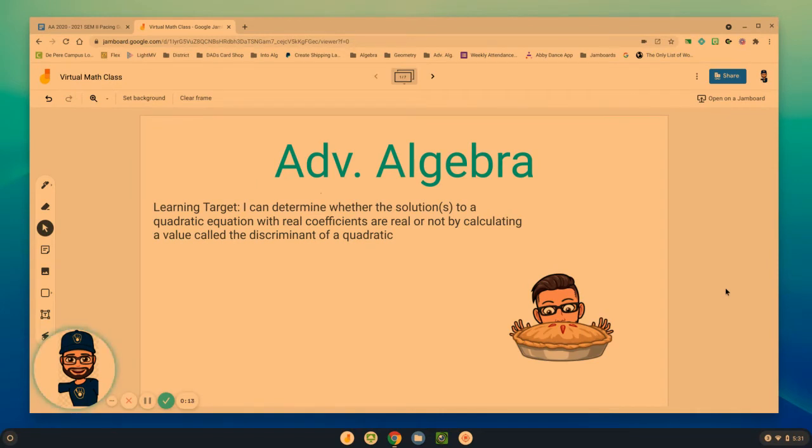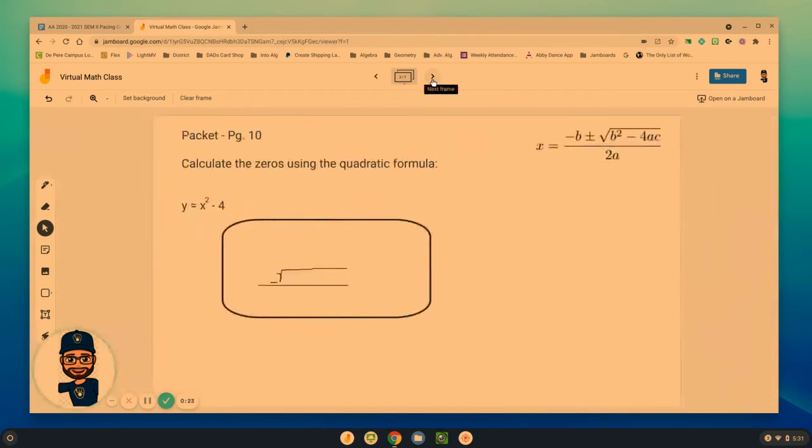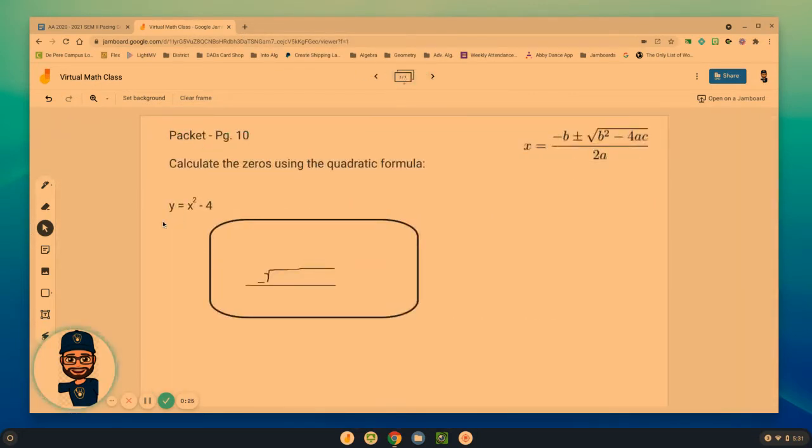We continue our exploration of quadratics, real numbers, imaginary and complex numbers, and slowly try to figure out how we can quickly identify if a problem is going to have real solutions or imaginary solutions. So what I want to start with today is let's calculate the zeros by using the quadratic formula. Calculating the zeros is nothing more than trying to find the solutions, if it has any, where our graph would cross the x-axis. This first one, we have y equals x squared minus 4.